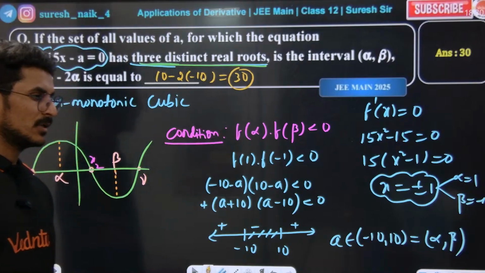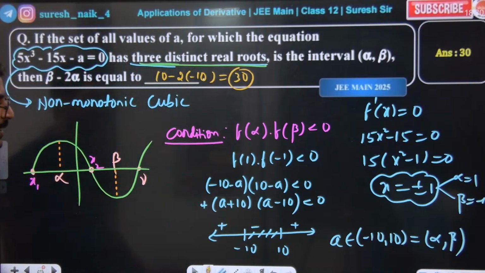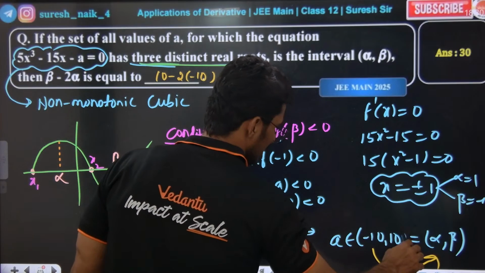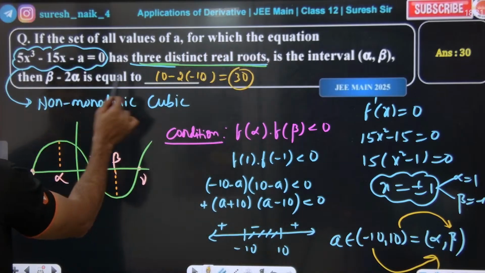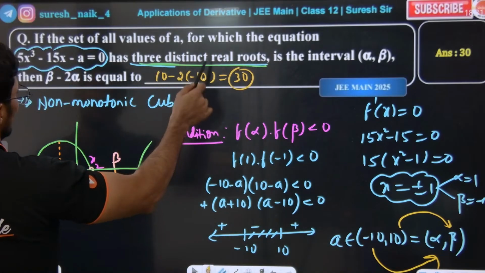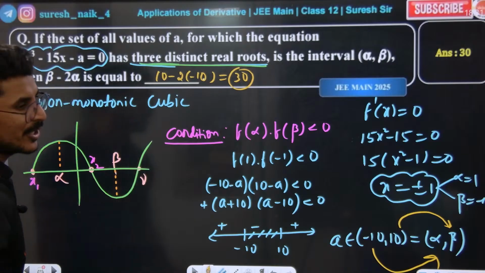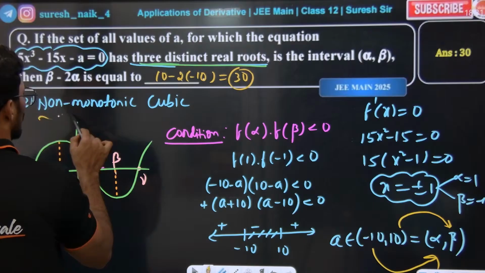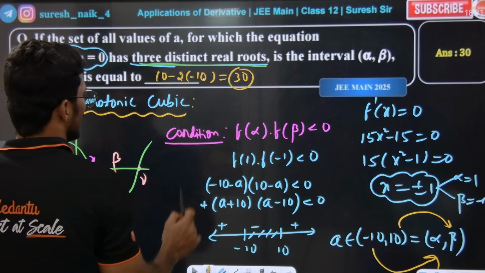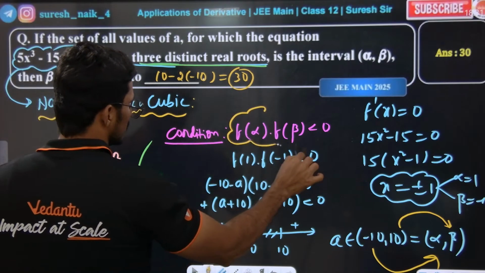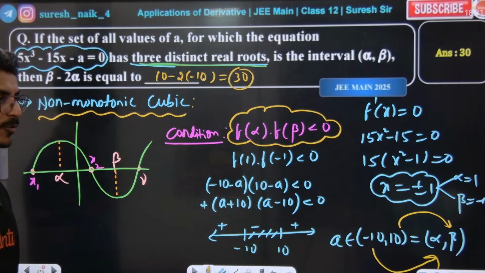Sir, how did 30 come? Alpha is minus 10, beta is 10. Substitute: beta is 10, minus 2 into minus 10, so 30. Are you getting the point or not? This is case number 3, the non-monotonic cubic case, condition 3. This is the condition. Hope everybody is getting the point.